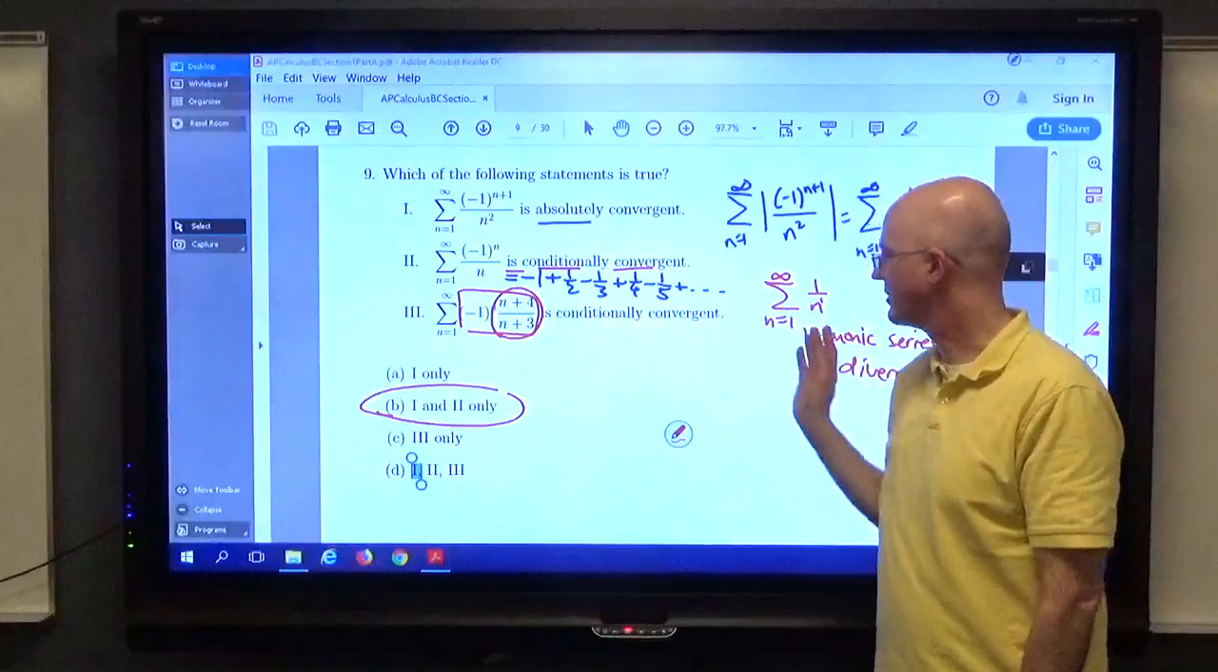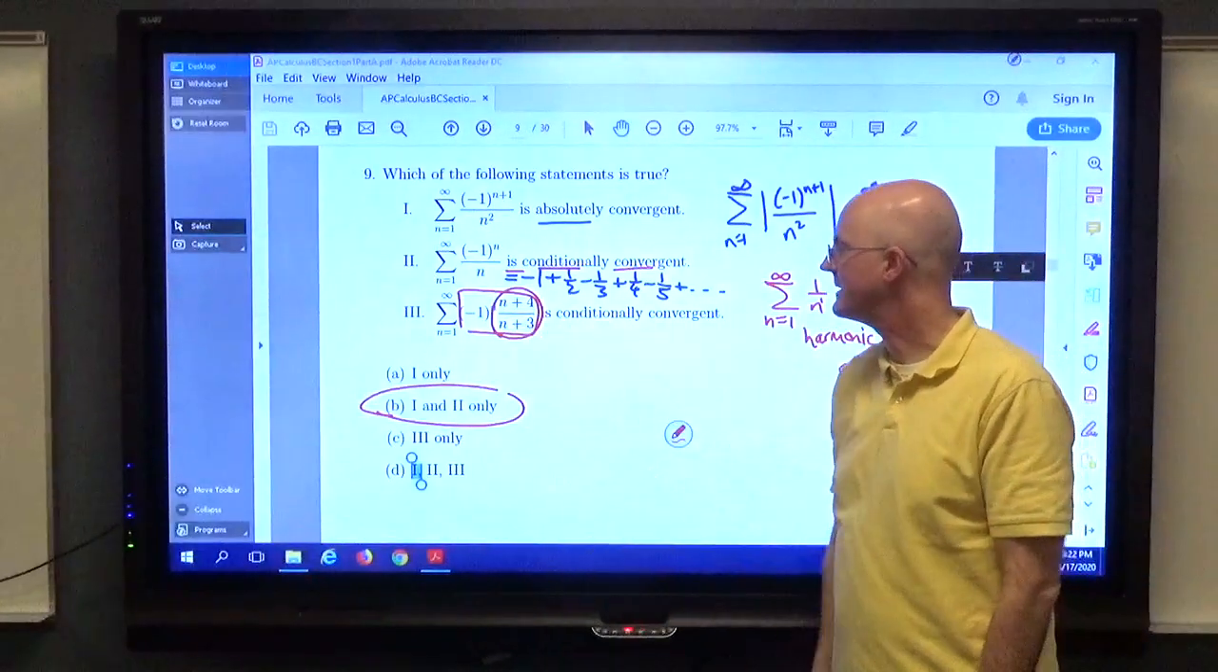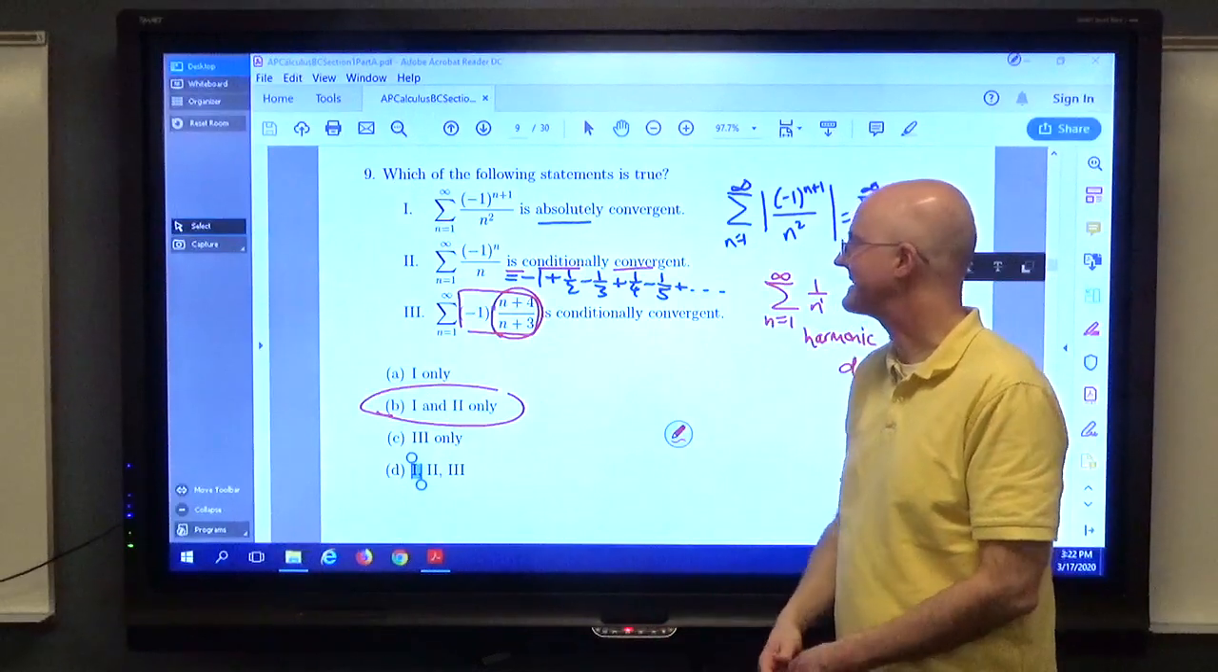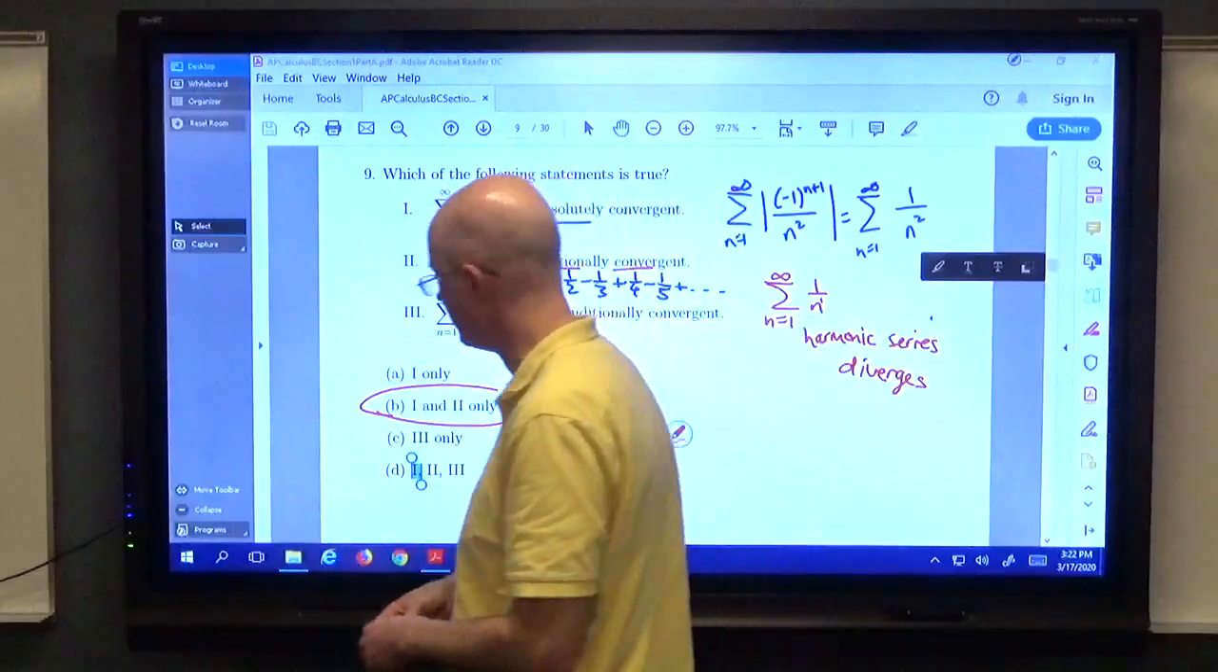Finally, this one doesn't converge at all, so it doesn't converge conditionally. The terms don't go to 0 even, but the divergence test, that's enough to say this series diverges. So 1 and 2, again, are the only true statements here.